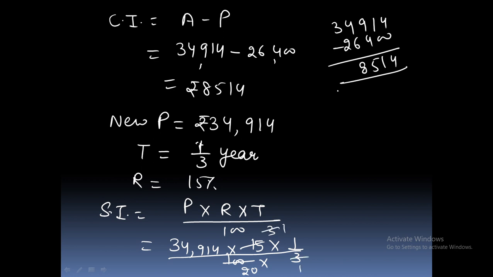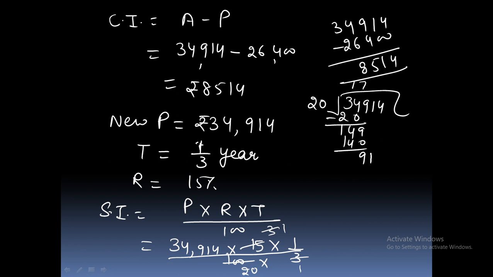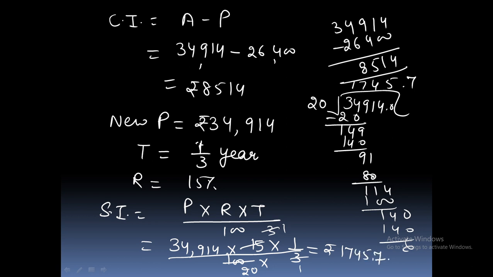Now 34,914. 20 ones are 20, 2 sevens are 140, 2 fours are 80, 2 fives are 100, and take the point, 2 sevens are 140. You can see the simple interest will be calculated, that is 1745.70.